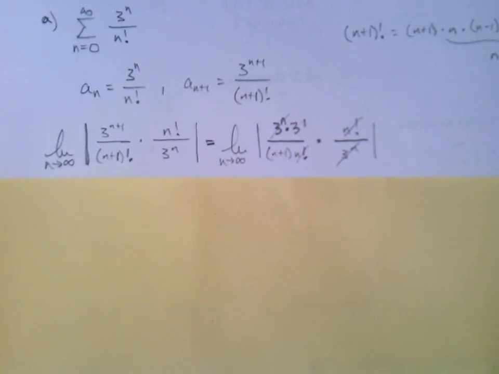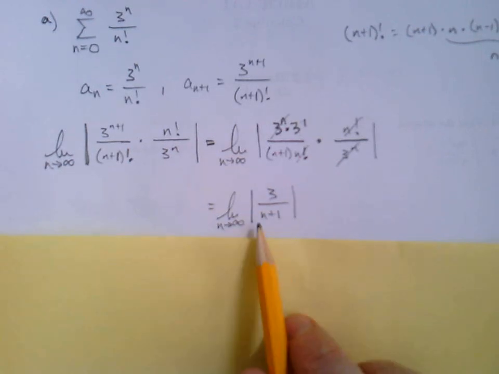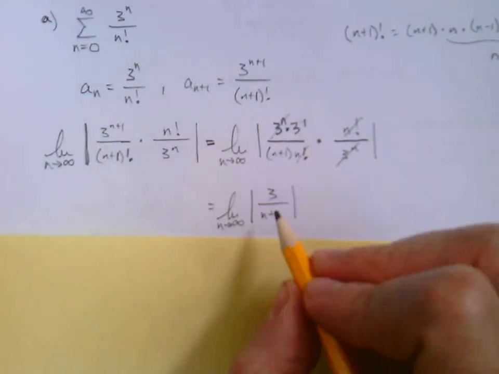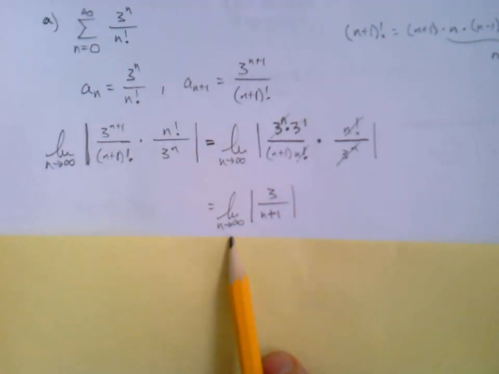So what are we going to have left? Well, not a whole lot. We'll keep the absolute value, 3 over n plus 1. We're taking the limit as n goes to infinity. Well, that's going to be 0.